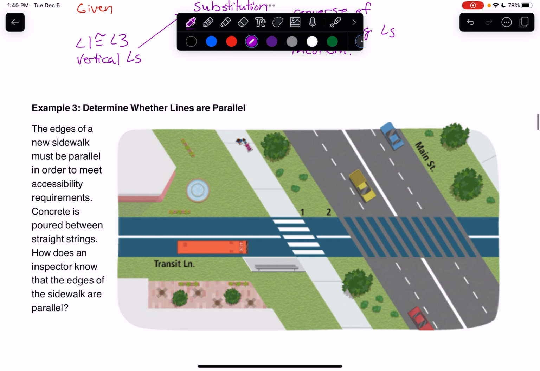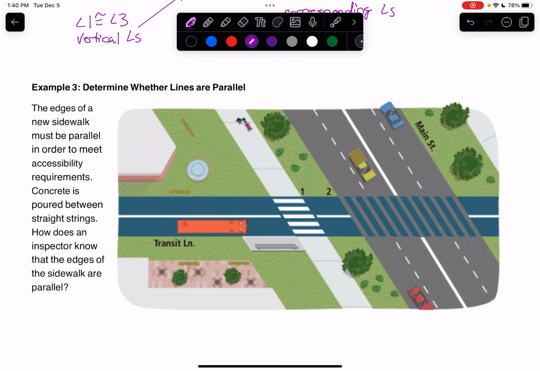Example 3, we want to figure out whether the lines are parallel. It says the edges of a new sidewalk must be parallel in order to meet accessibility requirements. Concrete is poured between straight strings. We've got straight lines. How does an inspector know that the edges of the sidewalk are parallel?